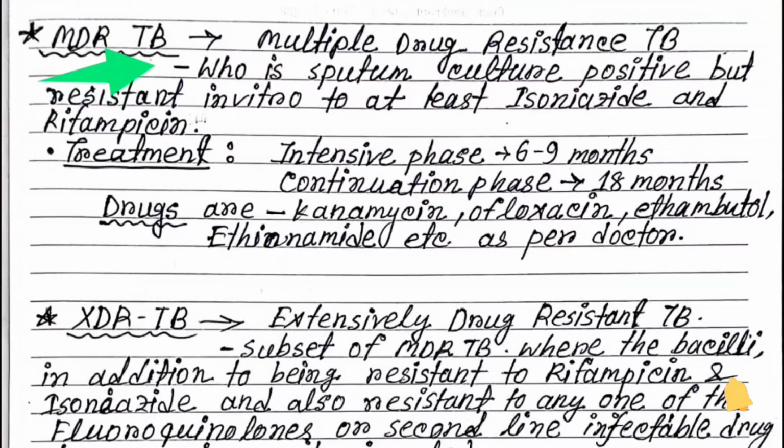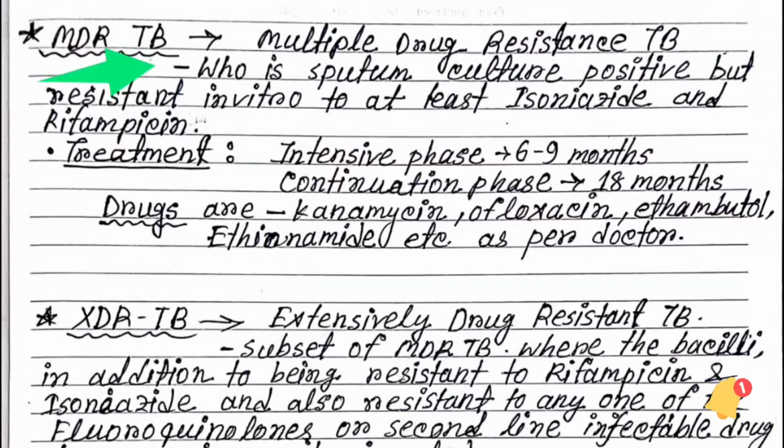Now we will learn about MDR-TB. MDR-TB means multiple drug resistant TB, where the sputum culture is positive but resistant in vitro to at least isoniazid and rifampicin. Its treatment: intensive phase 6 to 9 months and continuation phase 18 months. Drugs are kanamycin, ofloxacin, ethambutol, ethionamide, etc.